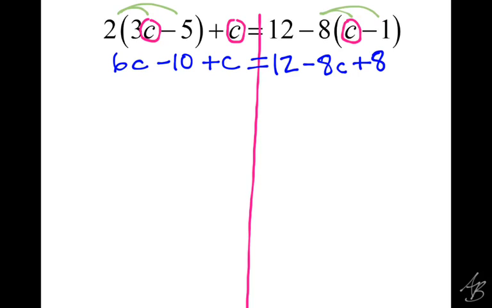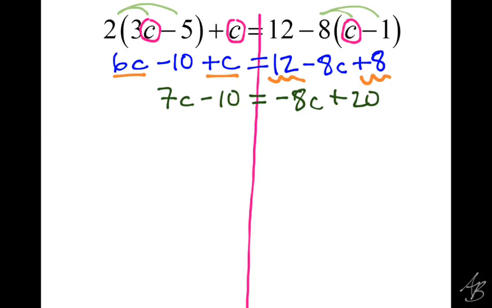After we distribute, we still need to simplify by combining like terms. On the left side, we've got like terms. 6c and c give us 7c, because that's a 1c, right? So 6c plus 1c is 7c. The negative 10 doesn't combine with anything, so we'll bring that down. On the other side, we bring down the negative 8c, since that doesn't combine with anything. And the 12 and the 8 combine to give us plus 20.